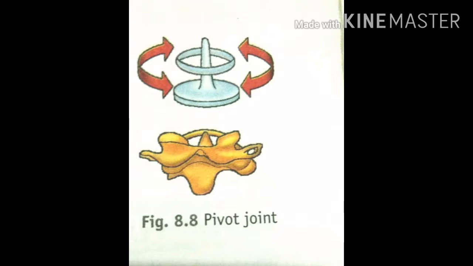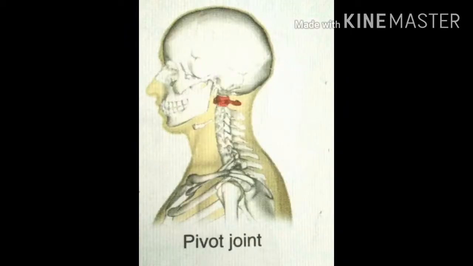Such a joint is called a pivot joint. The neck joint is an example of a pivot joint. See this picture. That is called a pivot joint. That red color, notice the pivot joint.